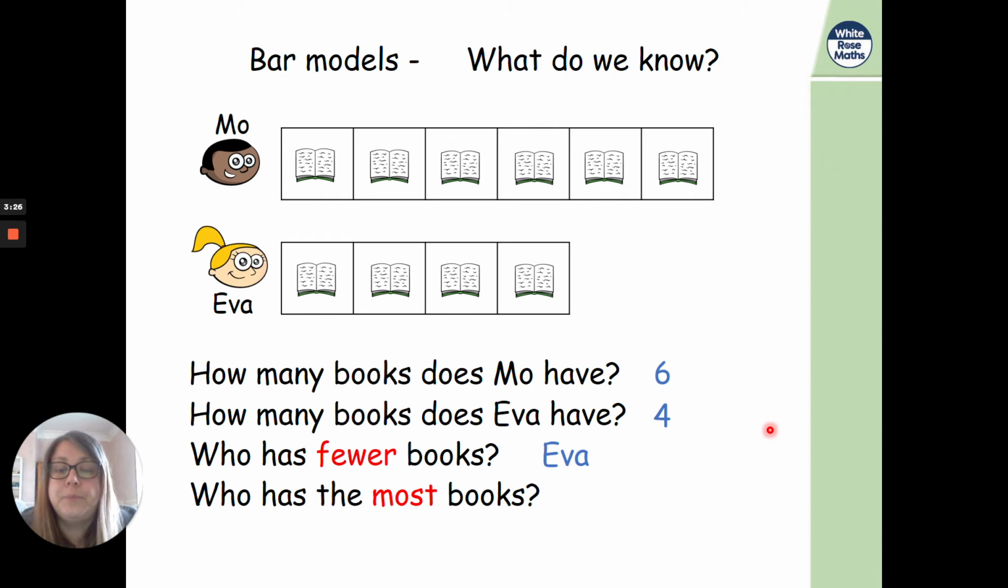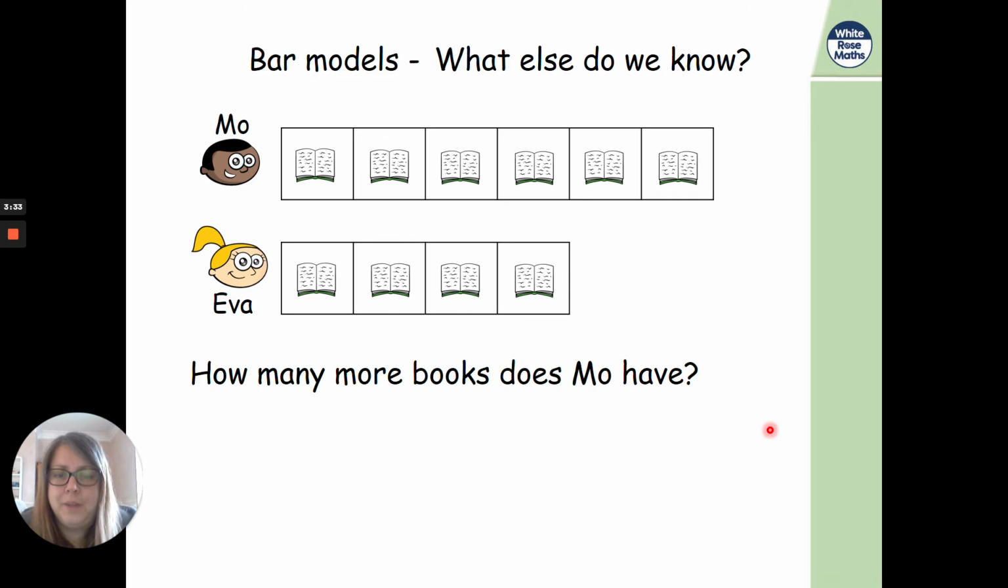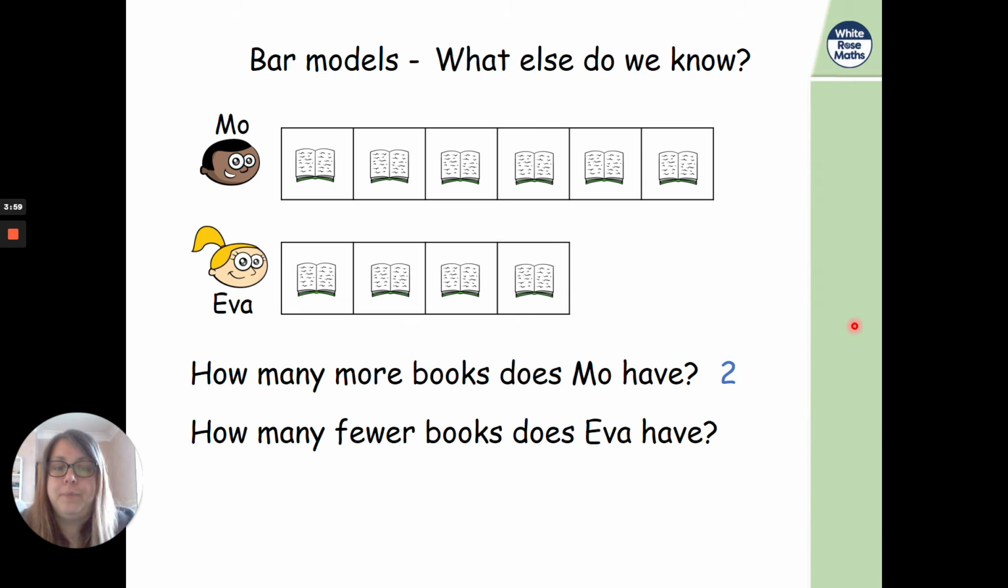Who has the most books then? Mo. Well done. Mo's got the most books. How many more books does Mo have than Eva? So remember, draw that imaginary line here. How many more books does Mo have than Eva? Oh, there we go. We've even got a special line that's come on the screen. He's got 1, 2, hasn't he? 2 more books than Eva. So how many more books does Mo have? He's got 2 more books. Well done if you did that.